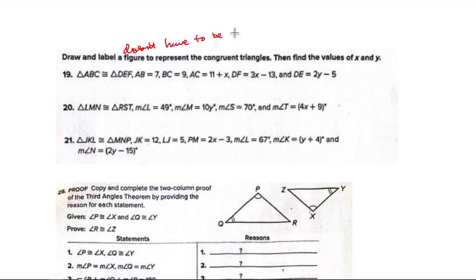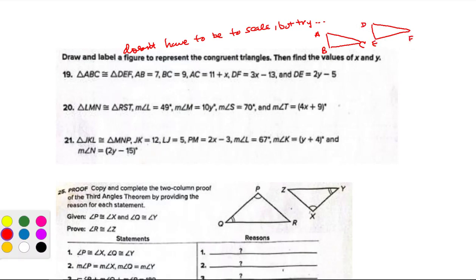For these, we want to draw and label a figure to represent the congruent triangles. It doesn't have to be to scale. What we want to do is try to draw a couple of triangles that look like they could be congruent and label the corresponding parts with what they give us, and then answer the questions. So ABC congruent to DEF, I make A match D, B match E, and C match F. And then I'm going to put the labels in for the different side lengths.